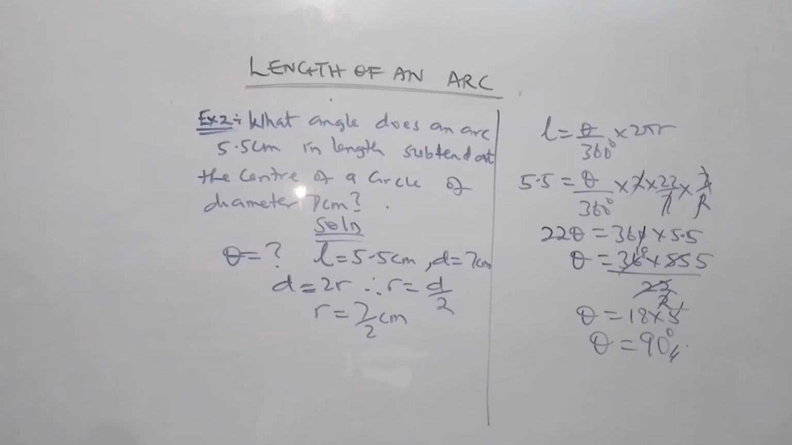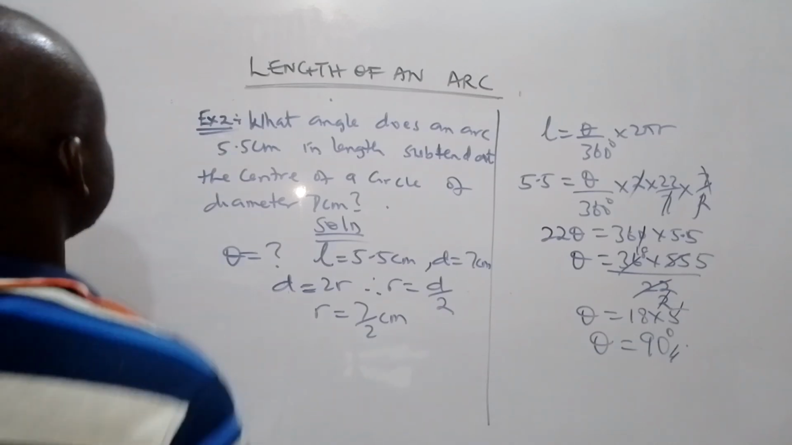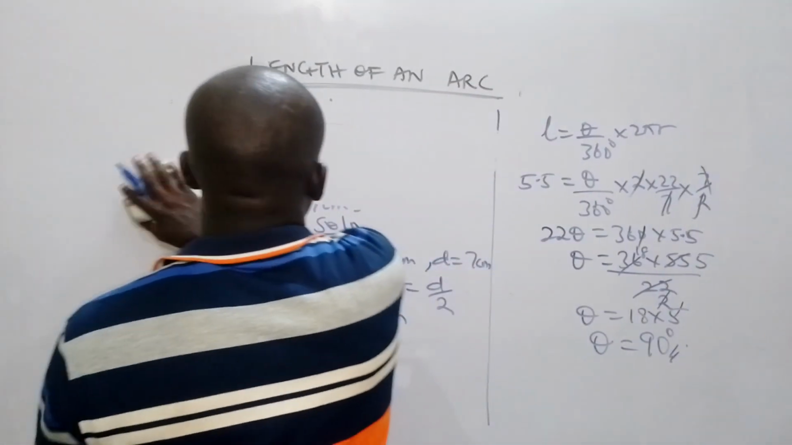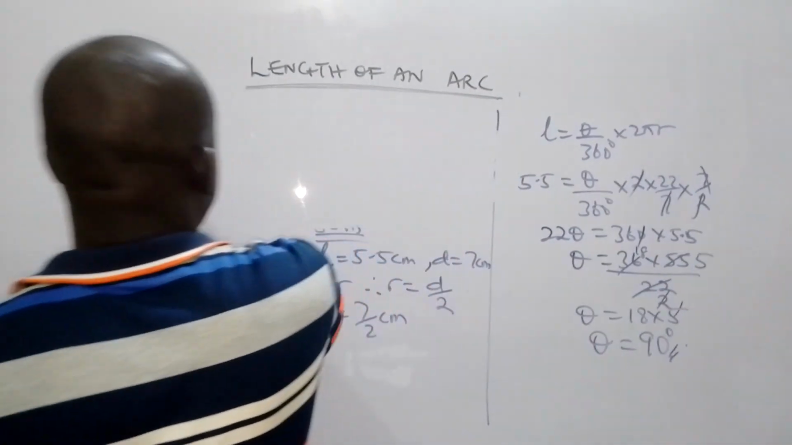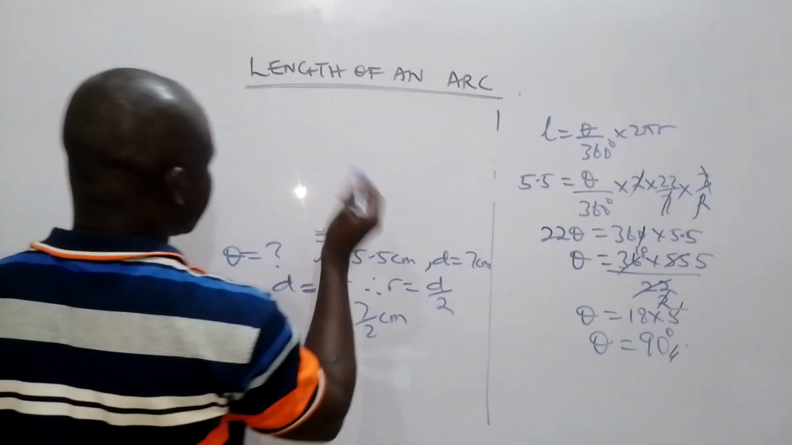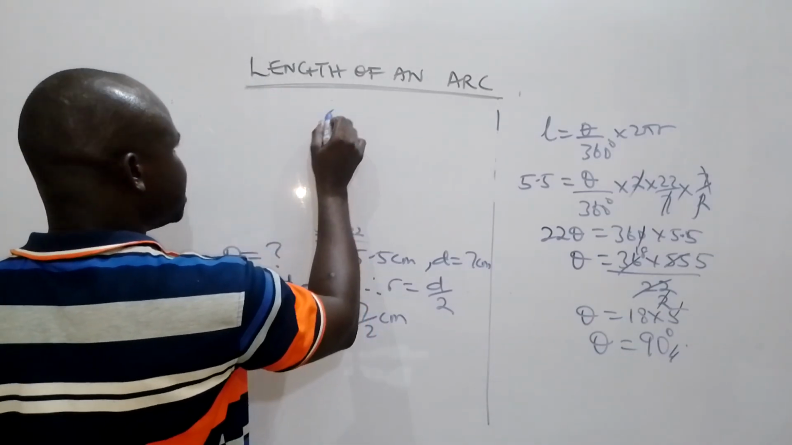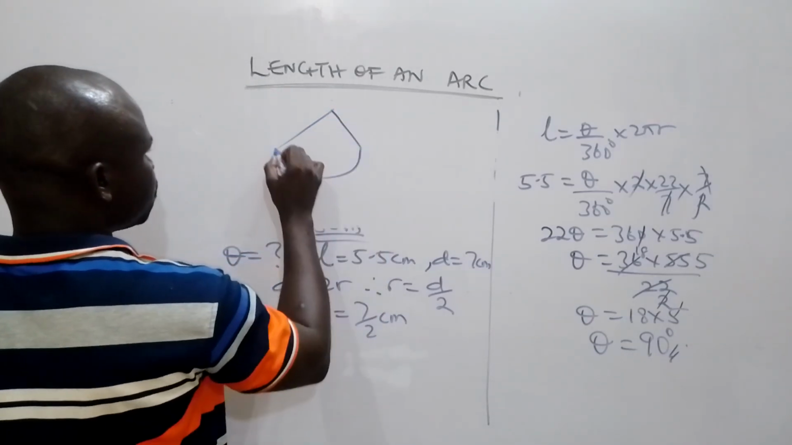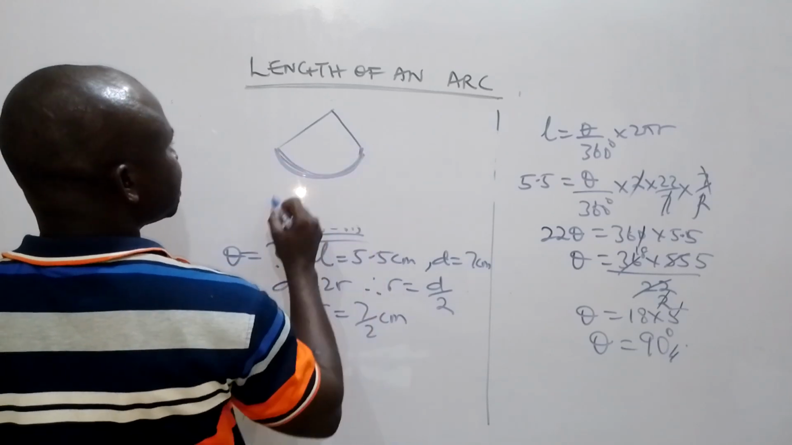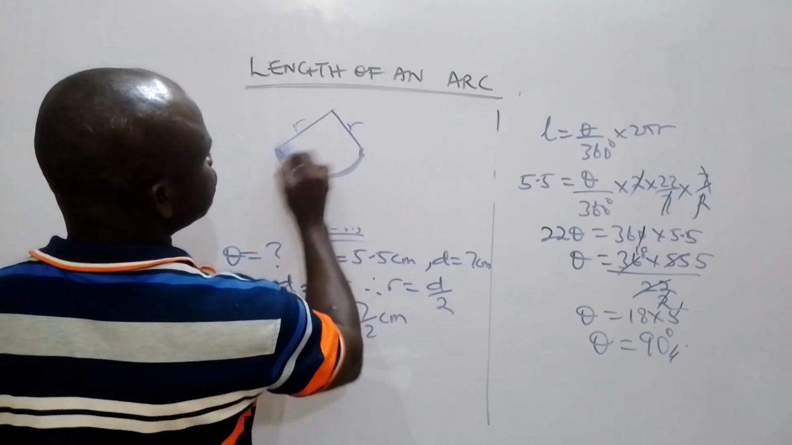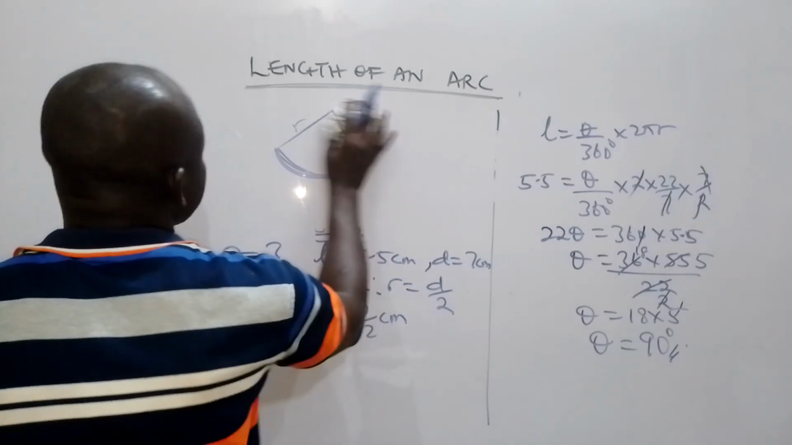Just note that to find the length of an arc, by formula, it is given as theta over 360 multiplied by 2 pi r. That is the length of an arc. Of course, you can also be asked to find the perimeter of a sector. Once you know the length of an arc, the perimeter of the sector will just be, we add the 2 radii to it. But that is not for today.